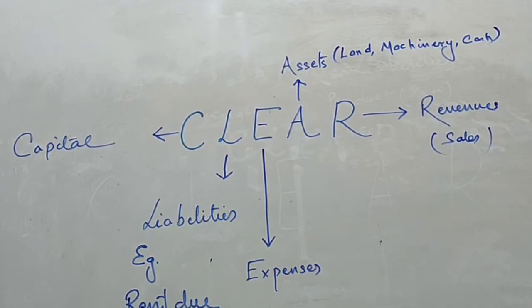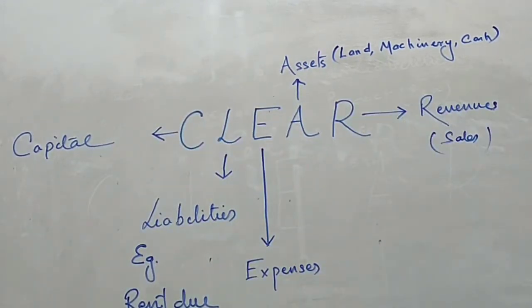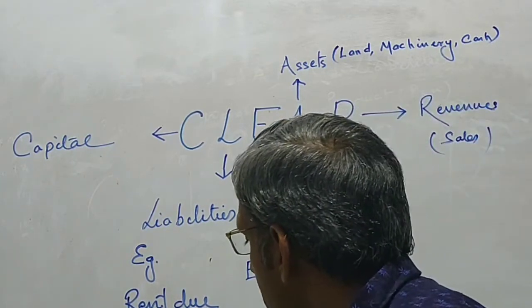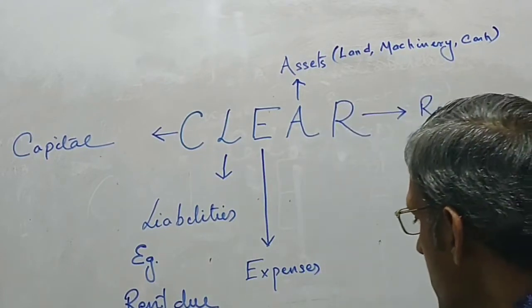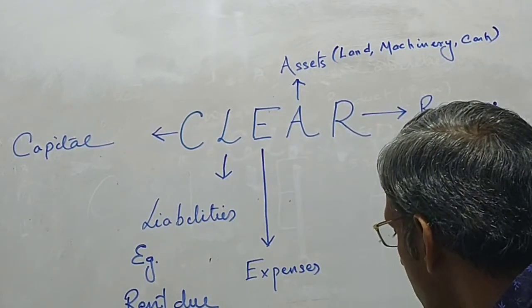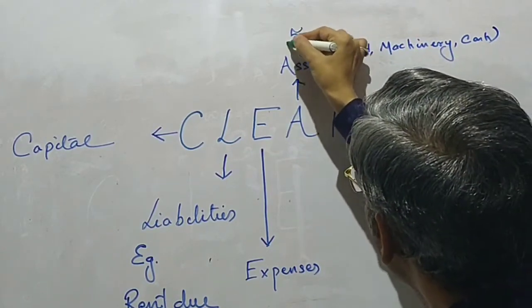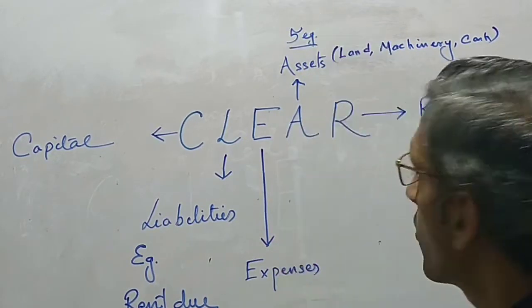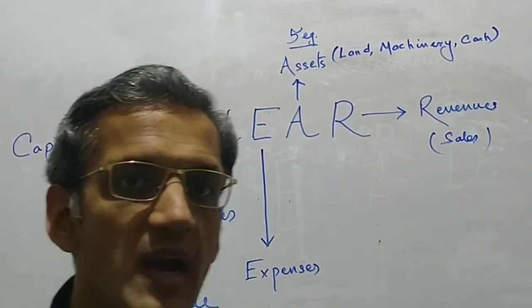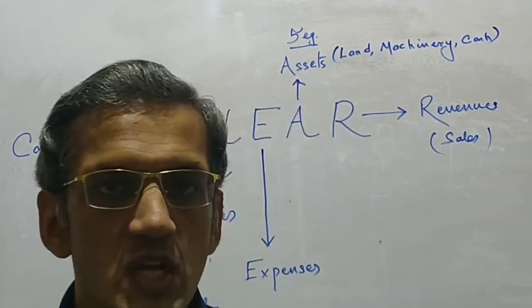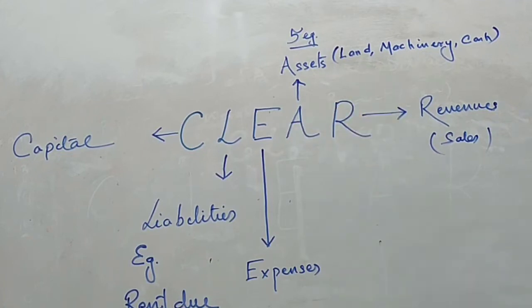So these are the examples, and I am giving you a very small homework today. Find out 5 examples for liabilities, 5 examples for expenses, and 5 examples for assets. 5 items. You try to find it out in your vicinity. You will get it. Liabilities, expenses, and assets.